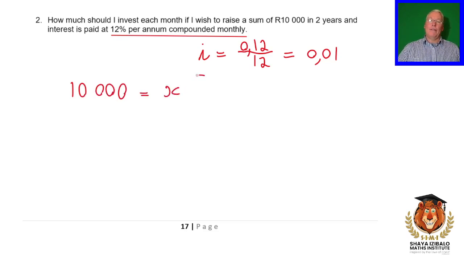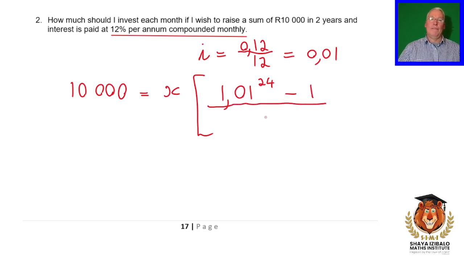It's actually 0.01. That just simplifies my formula slightly now, because I want the final amount to be 10,000 Rand. I don't know what X is, and I've got 1.01, 12 payments per year, 2 years, 24. All right, that's I, 1 plus I to the N, minus 1 over I. And let's have a look.